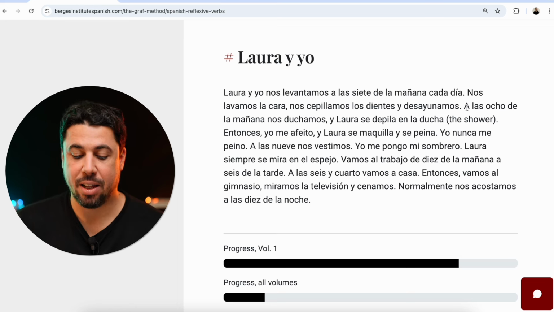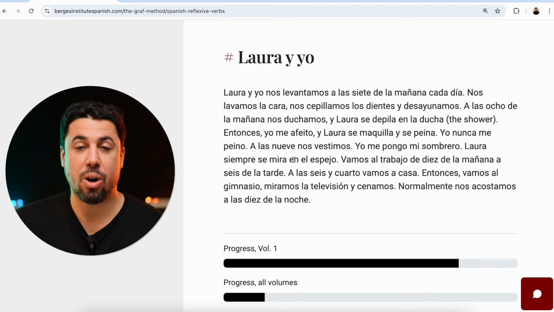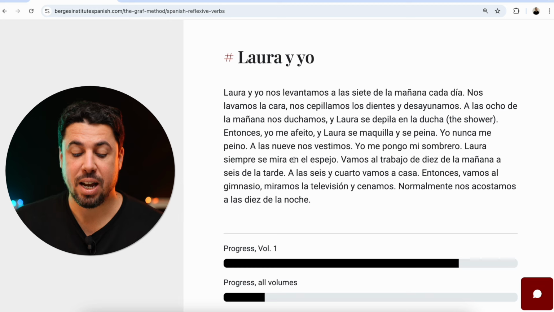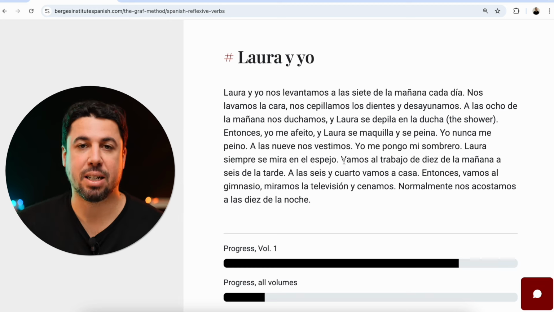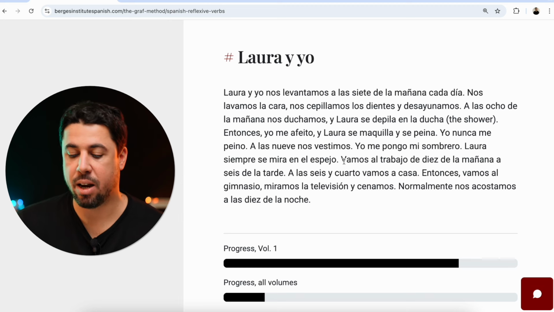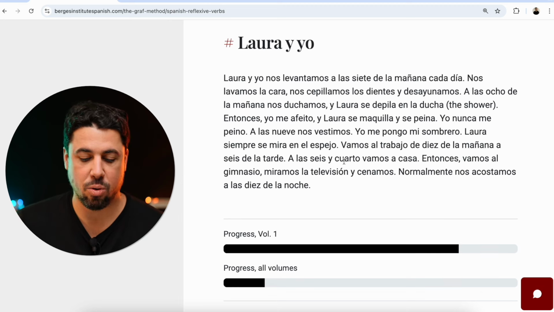I put on my hat. Laura siempre se mira en el espejo. Laura always looks at herself in the mirror. Vamos al trabajo de 10 de la mañana a 6 de la tarde. We go to work from 10 in the morning to 6 in the afternoon.